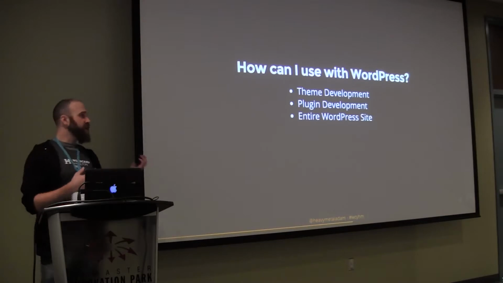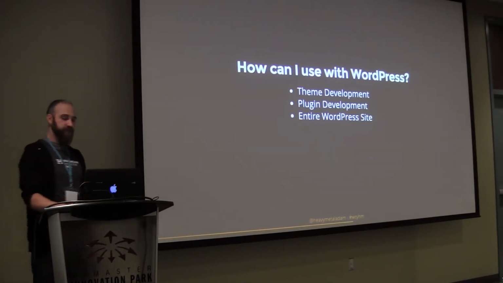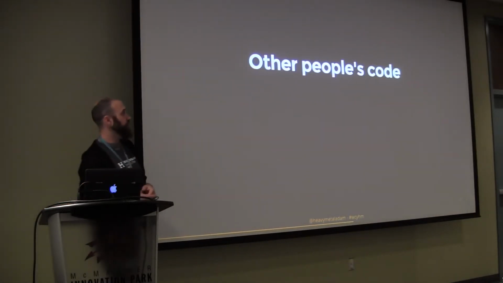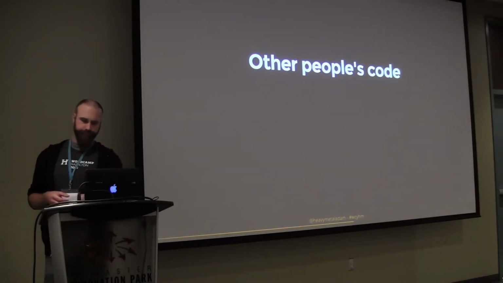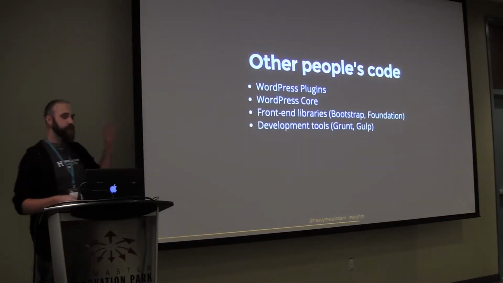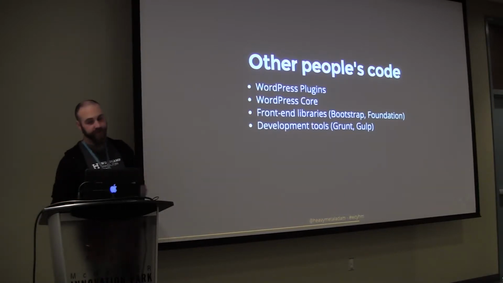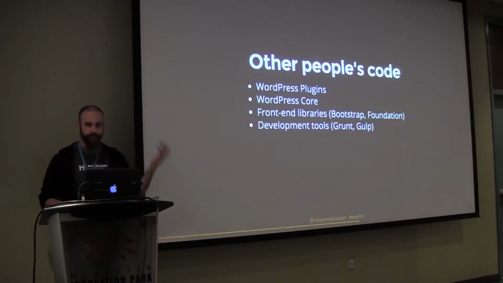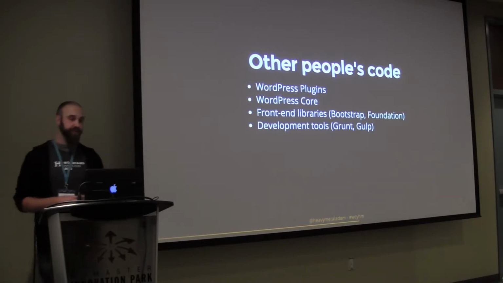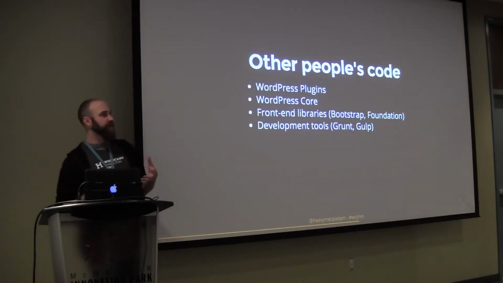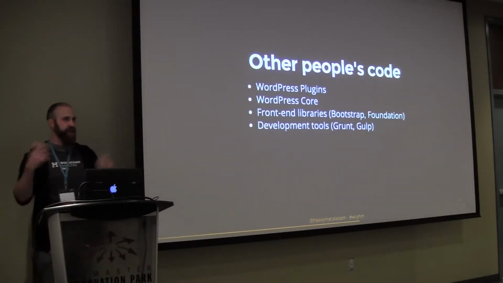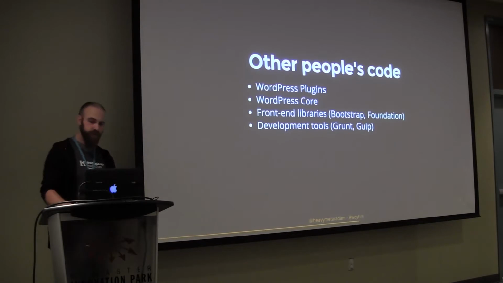Now that we're tracking our entire WordPress site, there's a lot of other people's code involved with a WordPress project. Things like plugins, WordPress core, front-end libraries. Let's say we're using Bootstrap for our theme, or Foundation. Let's say we're using some development tools like Grunt and Gulp. There can be a lot of files that go into this project. But those files are maintained by other people. Why do we have to maintain them as well?